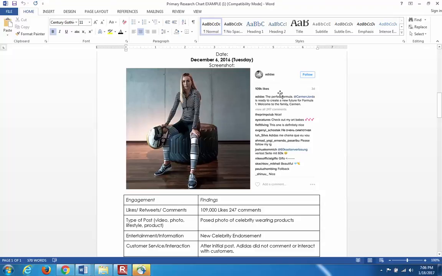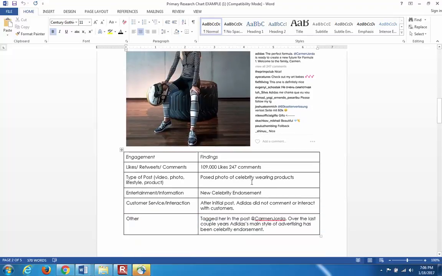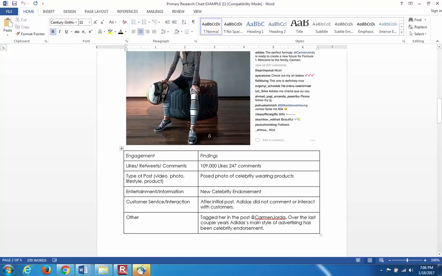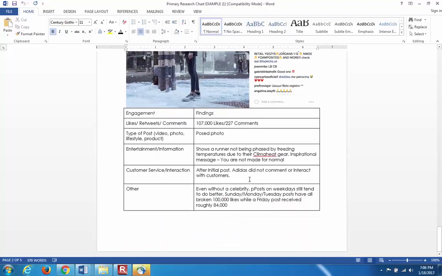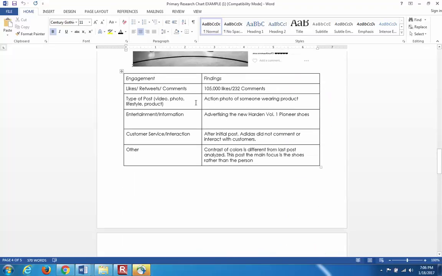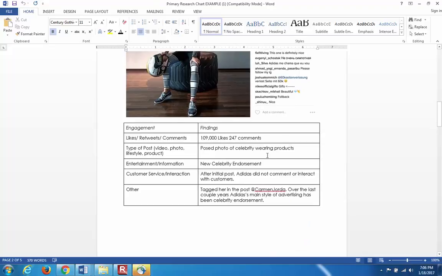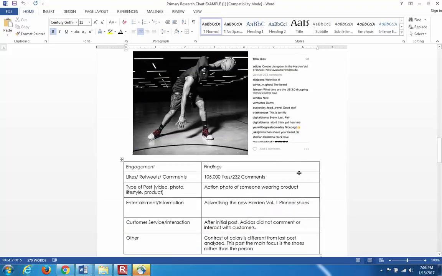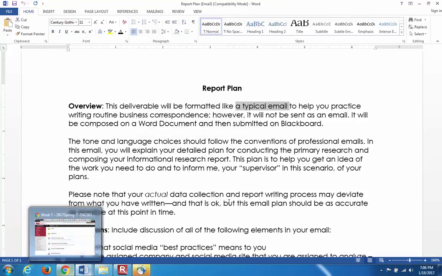Alright, so you can see here is the screenshot, there's the date, and then there is the information that this student found out about this post. So you basically just pick a couple posts and you're going to get some ideas about the kinds of posts that they're using, the kinds of images that they're using, how people respond to these posts, and things like that. So that is the primary research chart.